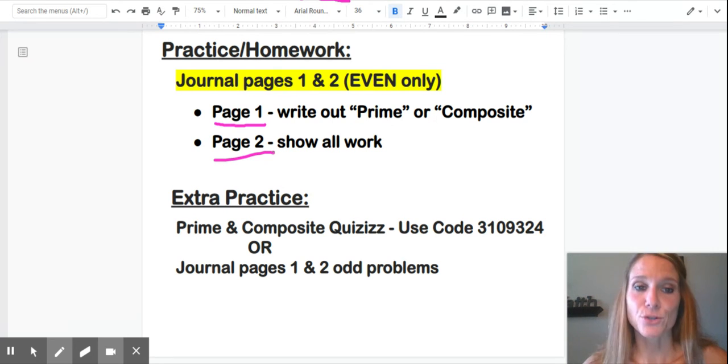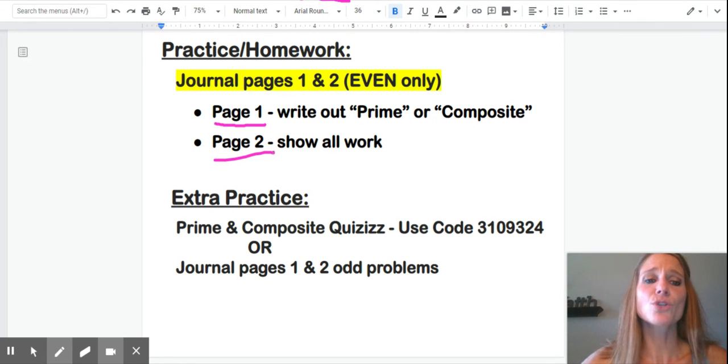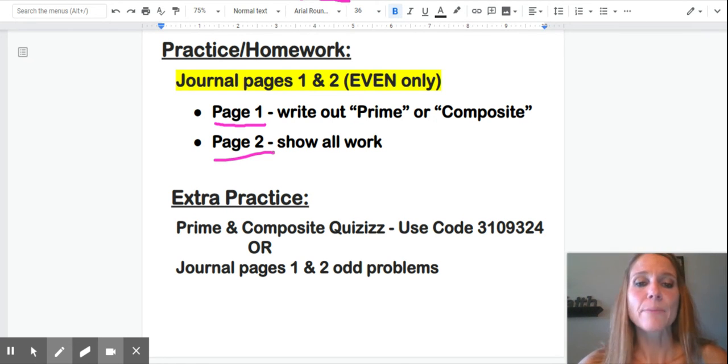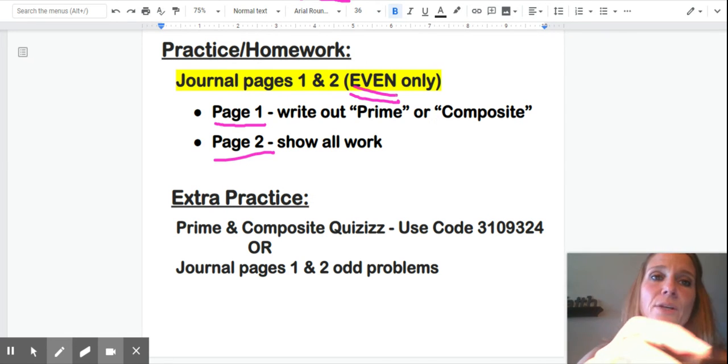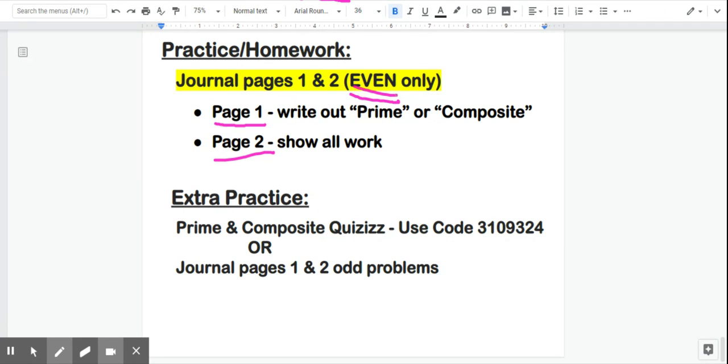If you do get extra time, you can go to the extra practice, prime and composite. There's a quizzes and the code is here. You can also work on the odd problems that are in the journal. The only thing that will be graded, though, would be the even problems. But if you're finding that you'd like to practice a little bit more, there is some extra practice available for you. And on our class calendar, there is also a, I have to find it here.